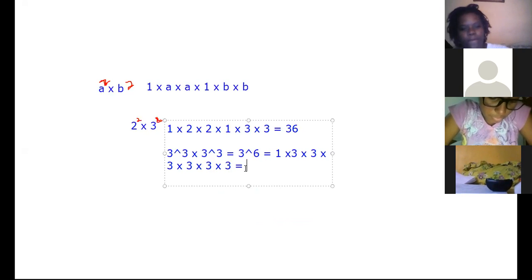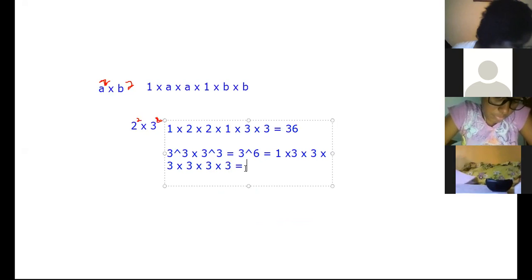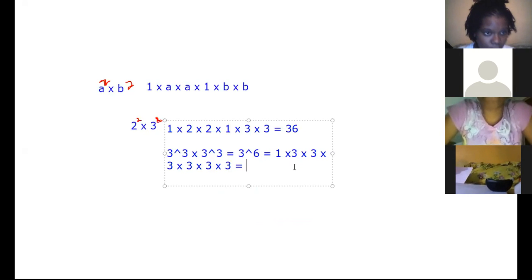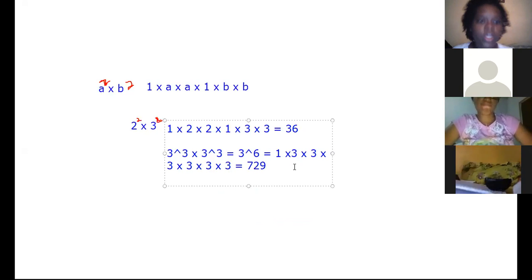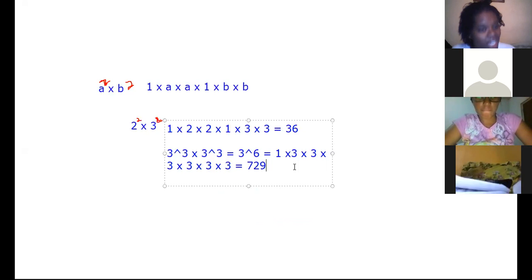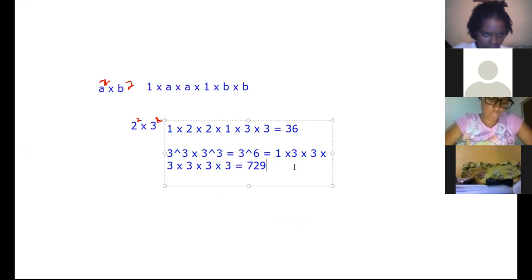Use your calculator if you must. Don't feel bad. 729. Ah, excellent. Everybody see what we mean now? So we can be asked to give the answer in index form, or we can expand and give the actual value. Cool? All right, so we covered this.